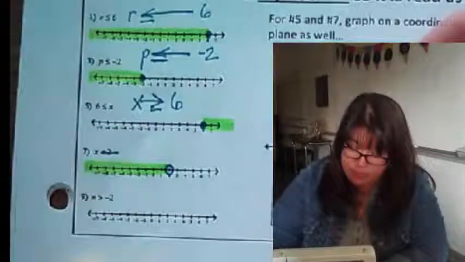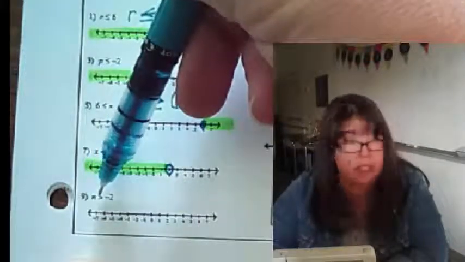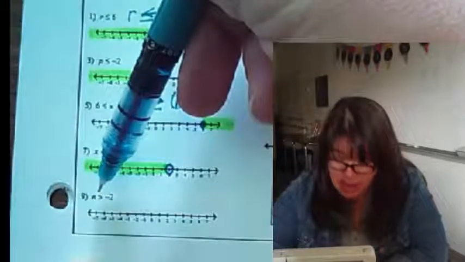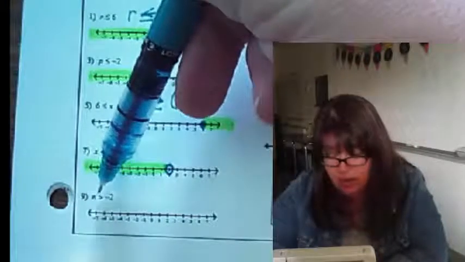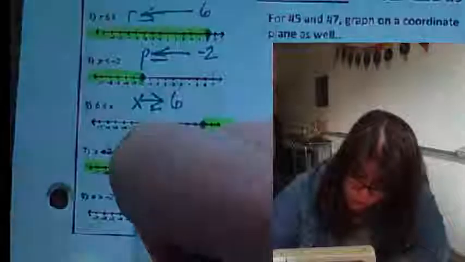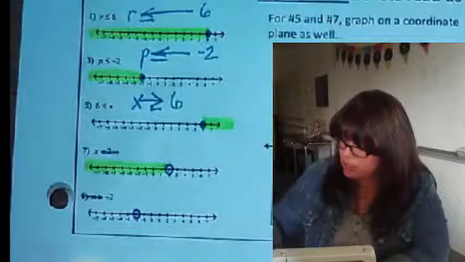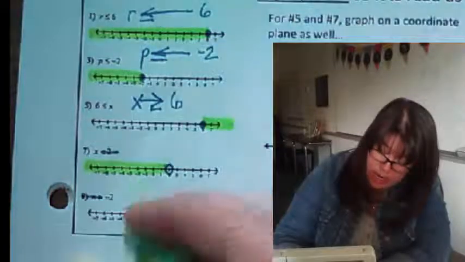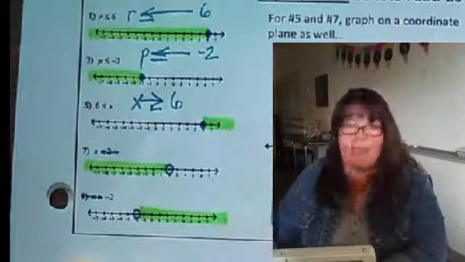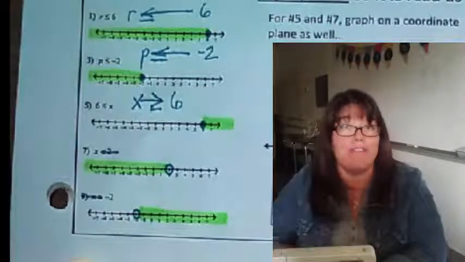One more. Here I have n is greater than, because the little is not on the left, n is greater than, not equal to, -2. So at -2, do a nice big open circle, and I'm going to shade in the direction of my arrow, which is pointing to the right. So I'm going to shade to the right. And there you have it. That's how you can shade inequalities on the graph.